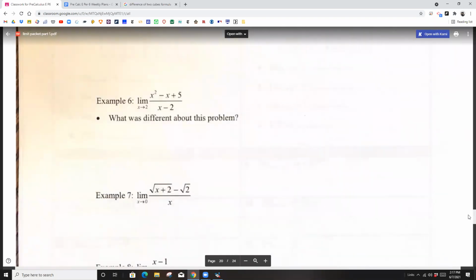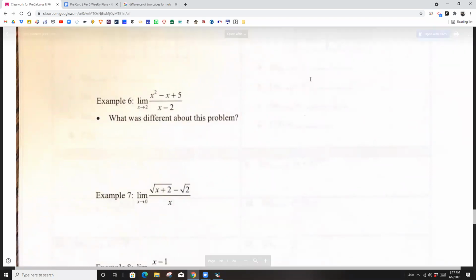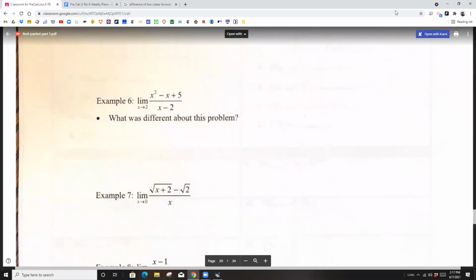All right, example 6. What was different about this problem? Well, in this problem, we just talked a lot about holes. If we plug in 2, we don't get 0 over 0. We get 4 minus 2 plus 5, so 4 minus 2 is 2, plus 5 is 7 over 0. So now we don't have 0 over 0. We have 7 over 0, which is different. That's undefined, which tells me that there isn't a hole. There's probably going to be some sort of asymptote, though.